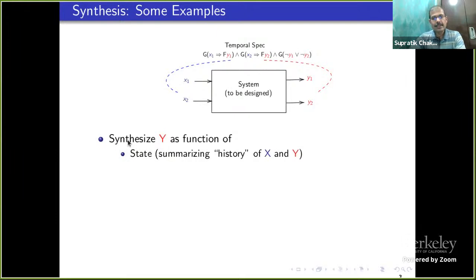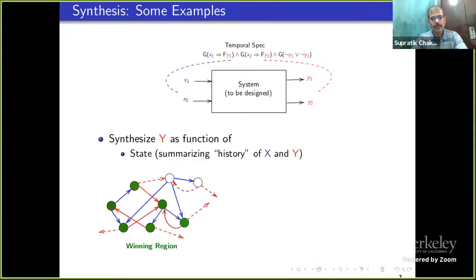In this case, we might be interested in synthesizing the outputs as a function of the state, because clearly there's some history involved here. I need to know whether somebody had requested, so that in the future I have to grant. So I have to synthesize the outputs as a function of the state, which summarizes the history of the inputs and the outputs.